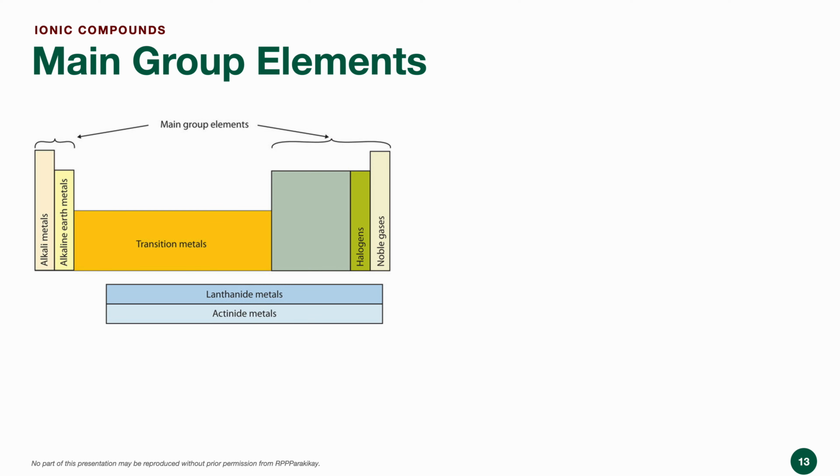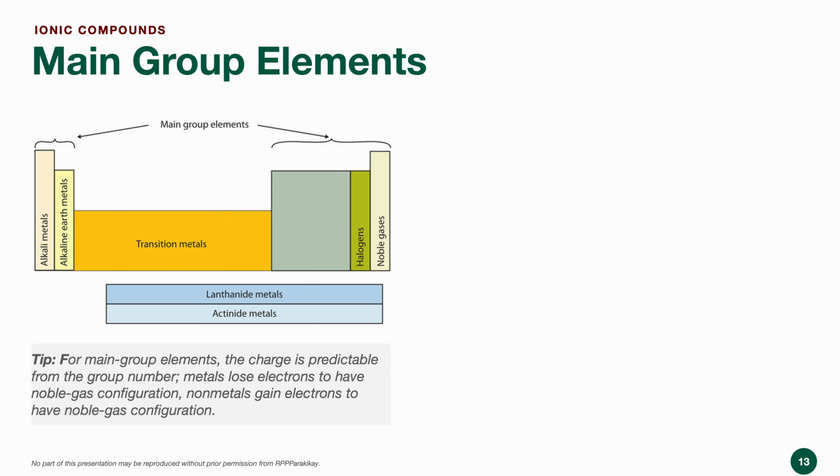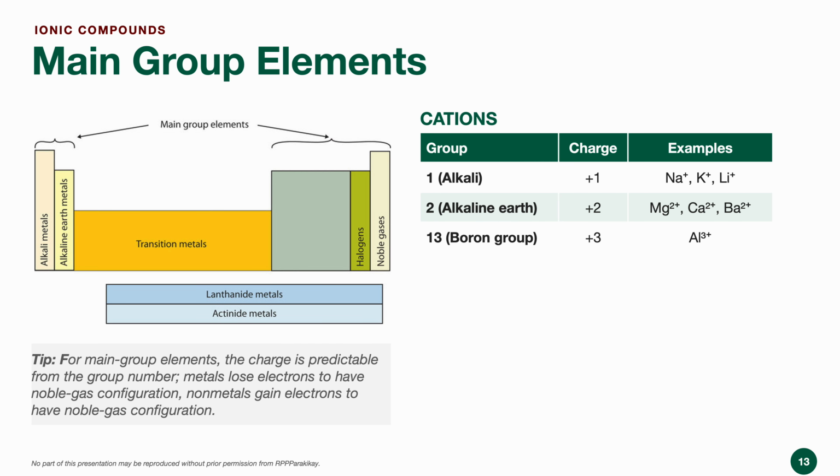For main group elements, ionic charge is predictable based on group number. So group 1 elements consistently form cations with a charge of +1. For example, if sodium loses one electron, it forms the sodium plus cation. The same with potassium plus and lithium plus cation. Group 2 elements form cations with a charge of +2. So for example, we have magnesium 2 plus, calcium 2 plus, barium 2 plus.